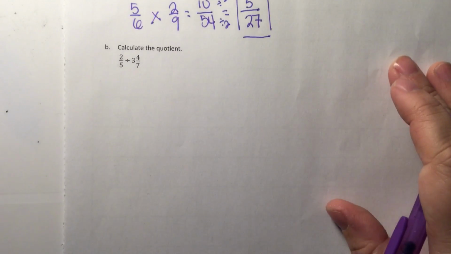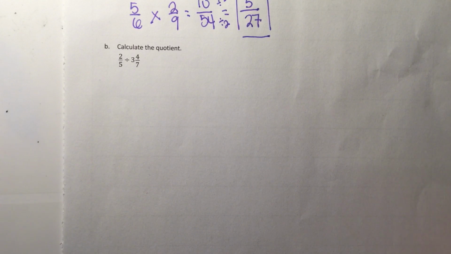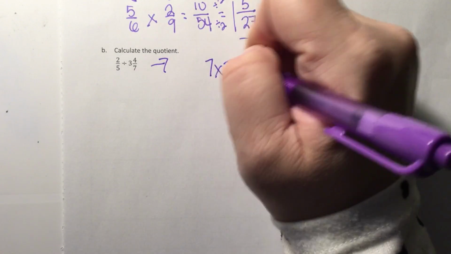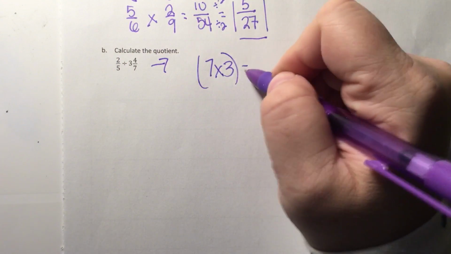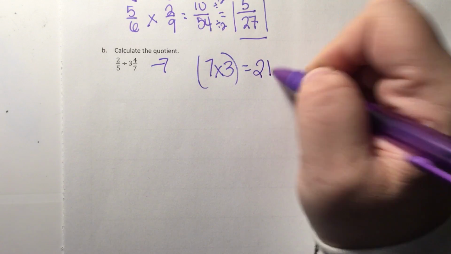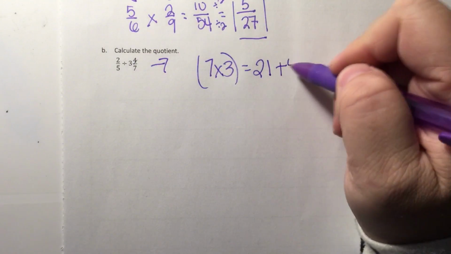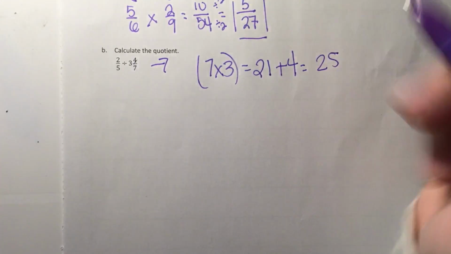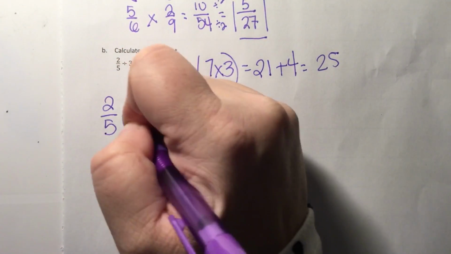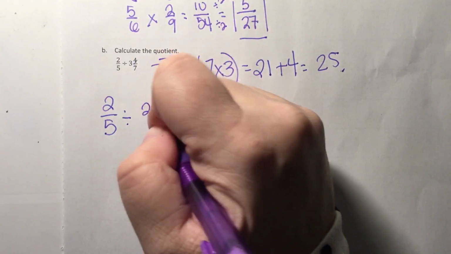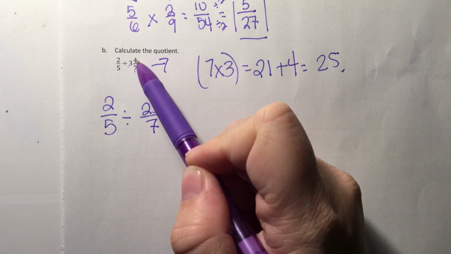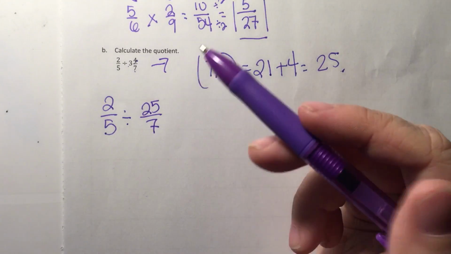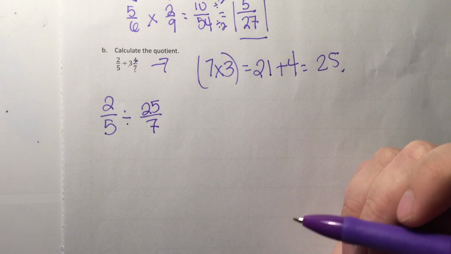2/5 divided by 3 4/7. Let's take our 3 4/7. We have 7 times 3 as our first part, so that equals, I'm hoping you're all saying, 21. Then we add what's on top, so that is 25. So we have 2/5 divided by 25/7, 7 times 3 plus 4. Everyone with me? I hope so.